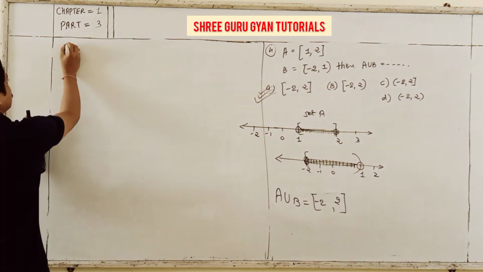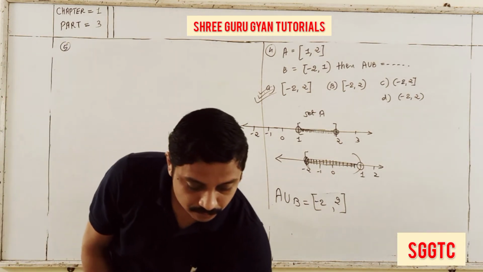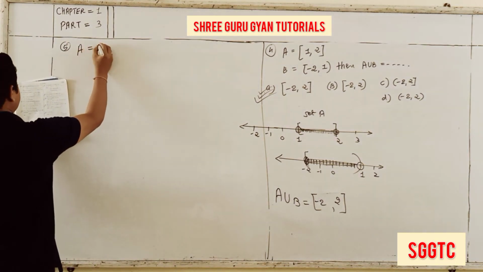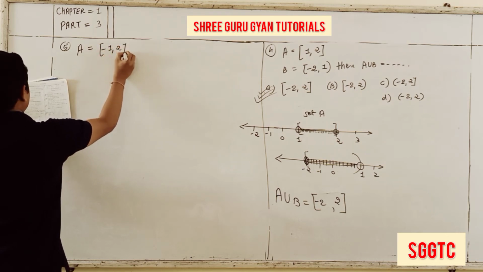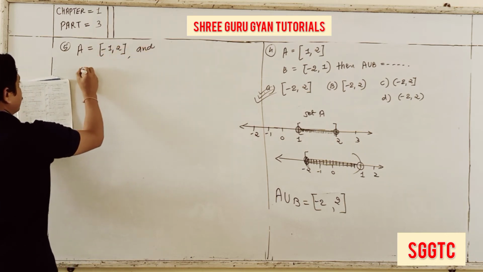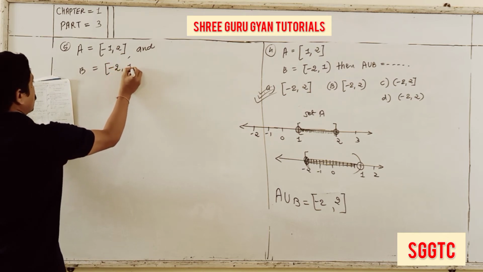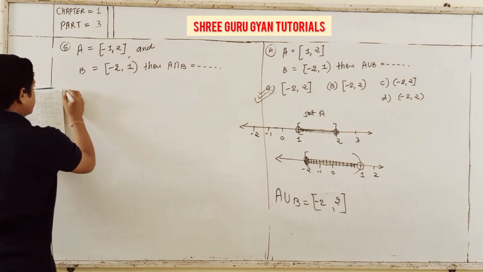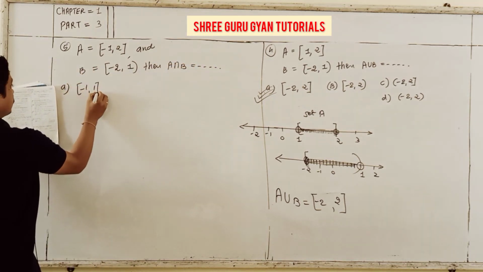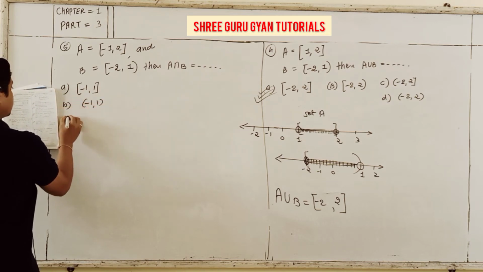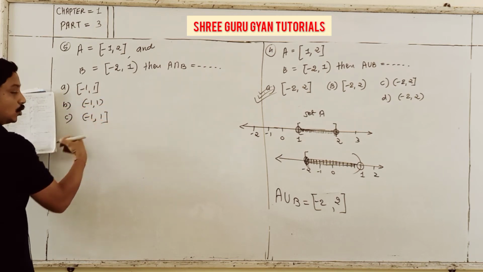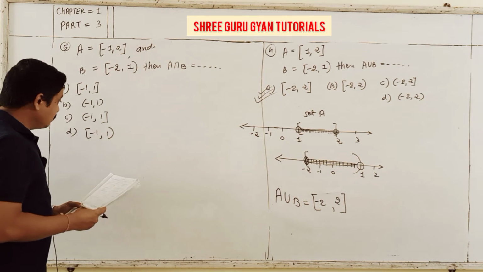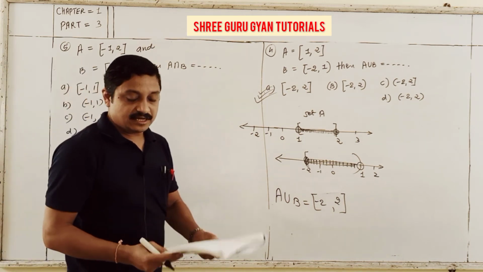Now continue. Fifth one. Fifth is also the same, just the numbers are changed. A set is [minus 1, 2] and B set is [minus 2, 1). Here A intersection B is asked, and the options printed are: [minus 1, 1], (minus 1, 1), (minus 1, 1], and lastly D [minus 1, 1). And that's your answer.